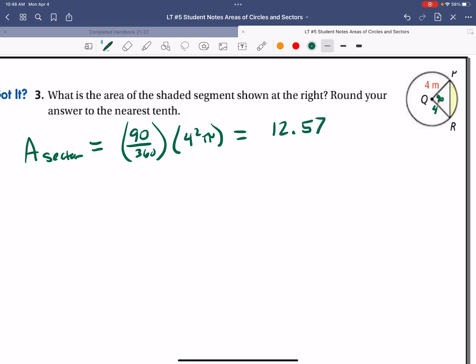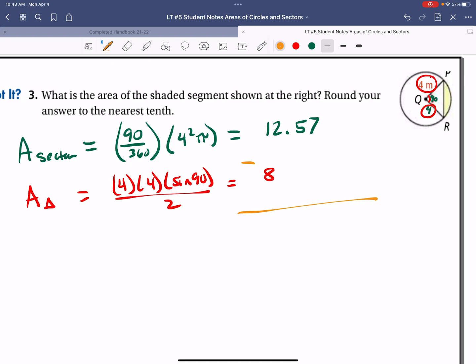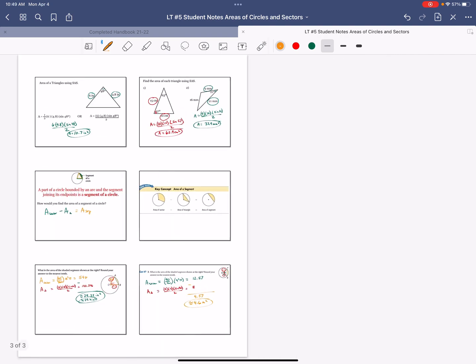I'm just going to round this. And then I need the area of the triangle. And the area of the triangle is going to be side times side times the sine of the included angle, all divided by 2. So 4 times 4 times the sine of 90, all divided by 2, which gives you 8. And I'm going to subtract these two guys to get the area of the segment. And so that gives me 4.57, which is about 4.6 meters squared. And that's how you find the area of a segment. Thank you for watching this movie.